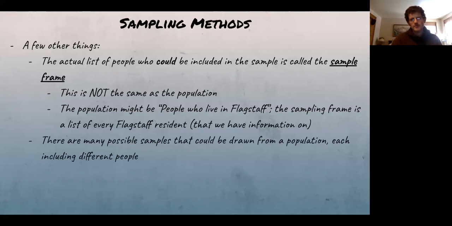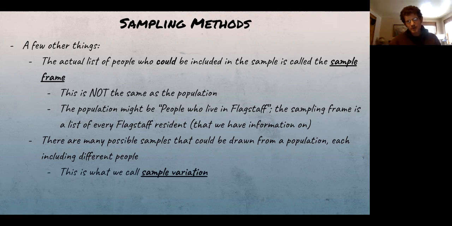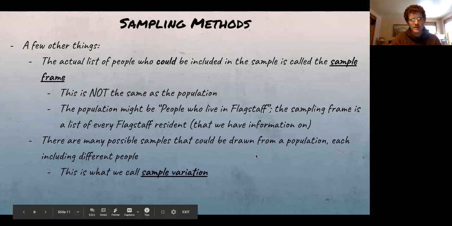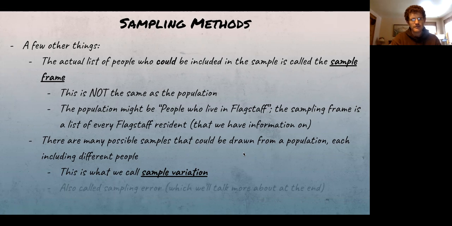There are many possible samples that could be drawn from a population, each including different people. And that's what we call sample variation. So if I picked a sample of 10 people from FHS and then picked another sample of 10 people randomly, then it's highly unlikely I'm going to get the same people twice. But that variation that we get is part of the process, sample variation. That's going to really come into play for the second half of class. But for right now, just be aware that that is a thing. And then there's also something called sampling error.